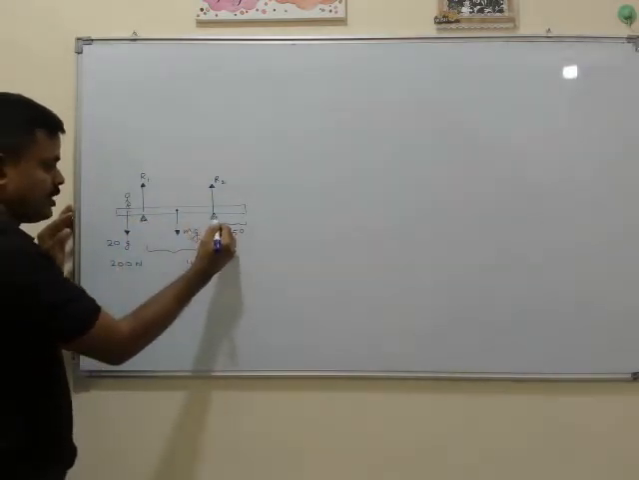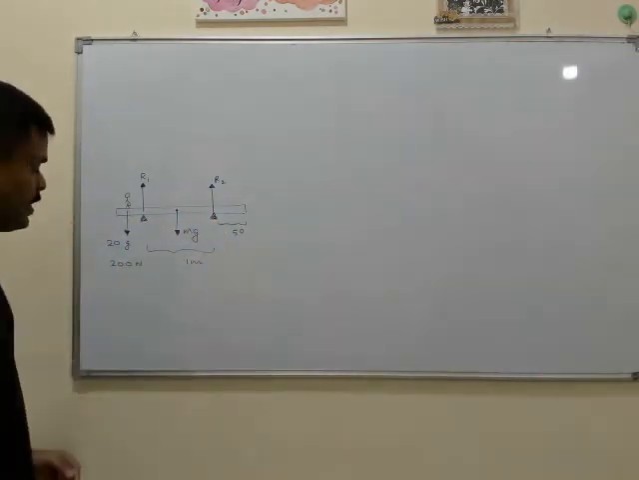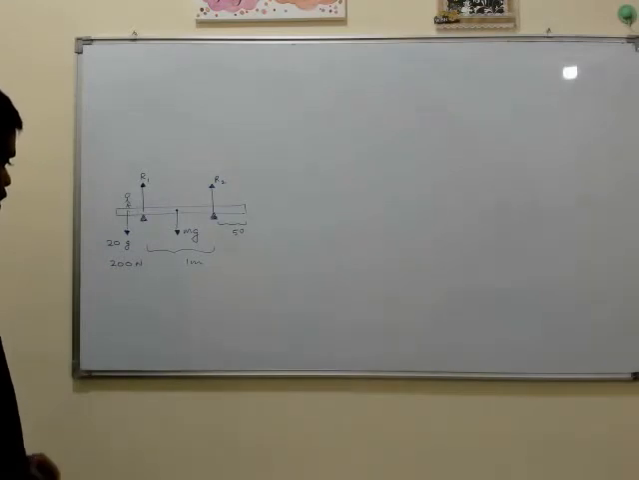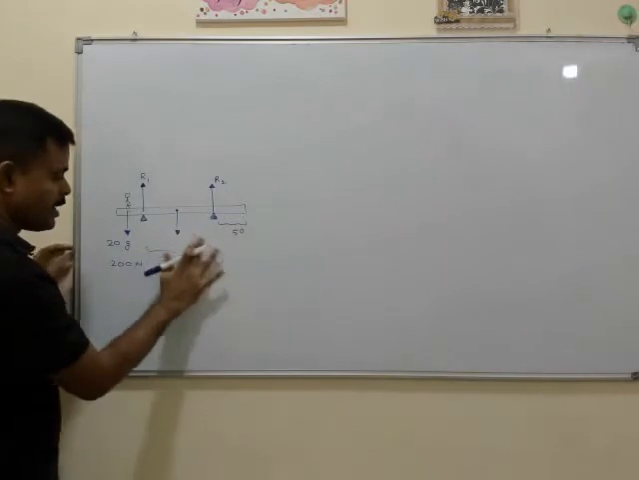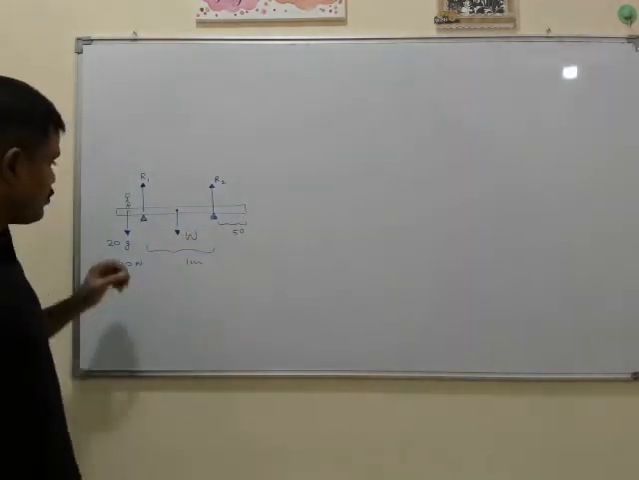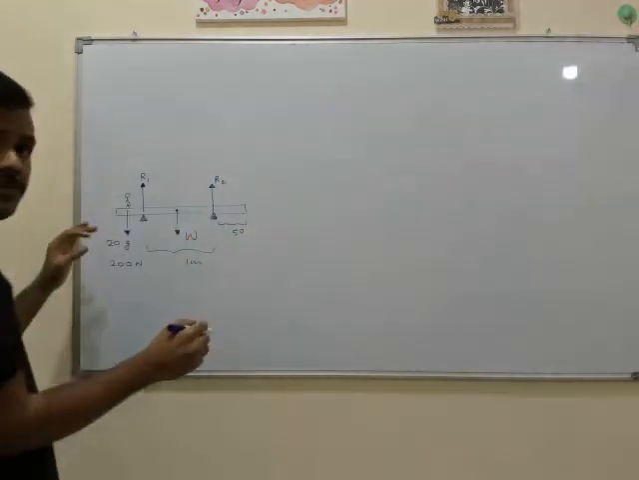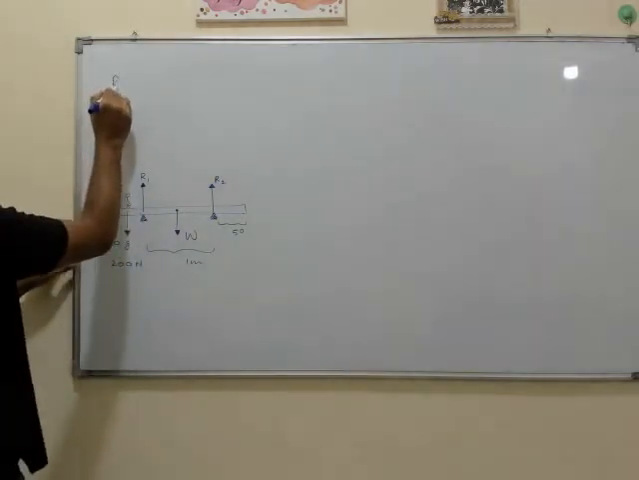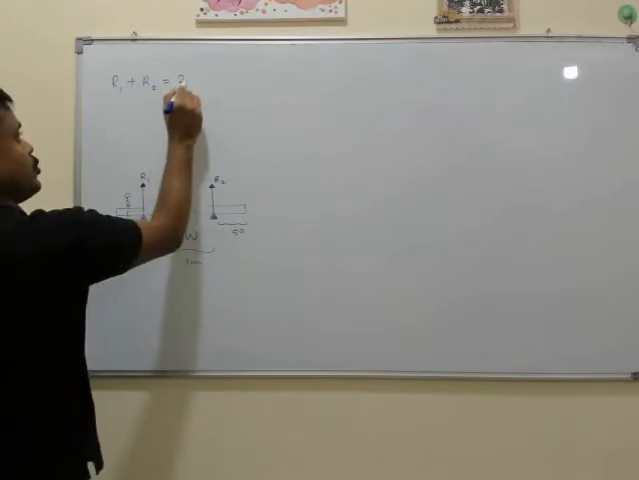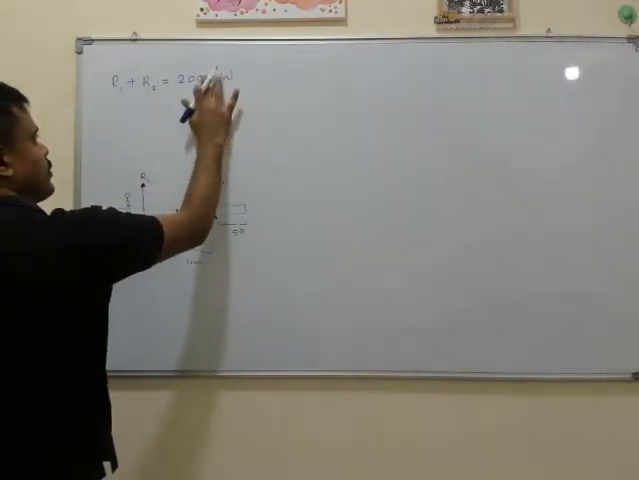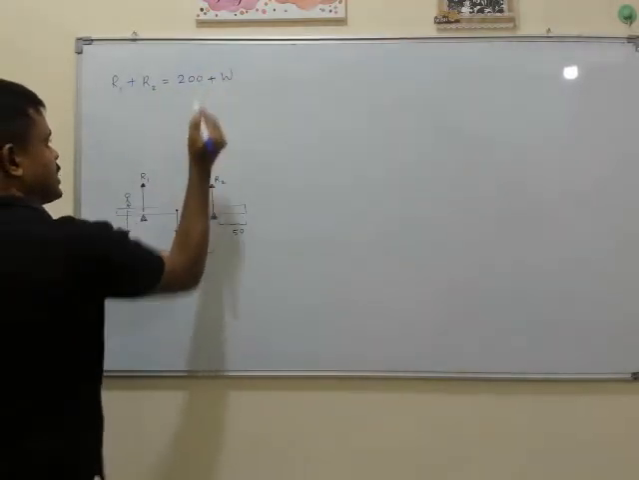This is the wedge. Okay, so let us write down an equation for the translational equilibrium. So what do we write? I call the weight of the rod W. So if you write down the equation for translational equilibrium, R1 plus R2 should be equal to 200 plus W. I'll tell you why.